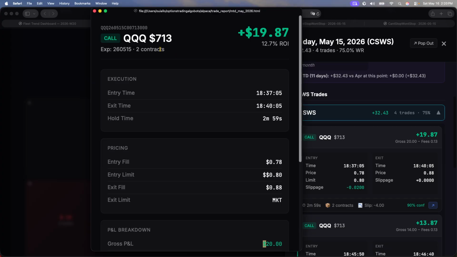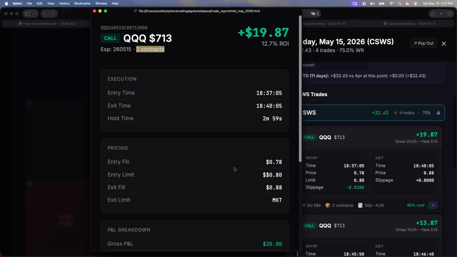So this is CWSW, right? This was a call trade, so we were bullish on QQQ at the 713 level. We came in this position at 78, right? We tried to get it at 80 bucks, but we got filled at 78. Now, why is it not 80 cents and 78 cents, right? Because this is option trading, right? With option contracts, you have to understand that every one option contract equals 100 shares, right? So this is two contracts here, so for these two contracts, that's going to equal 200 shares, right?